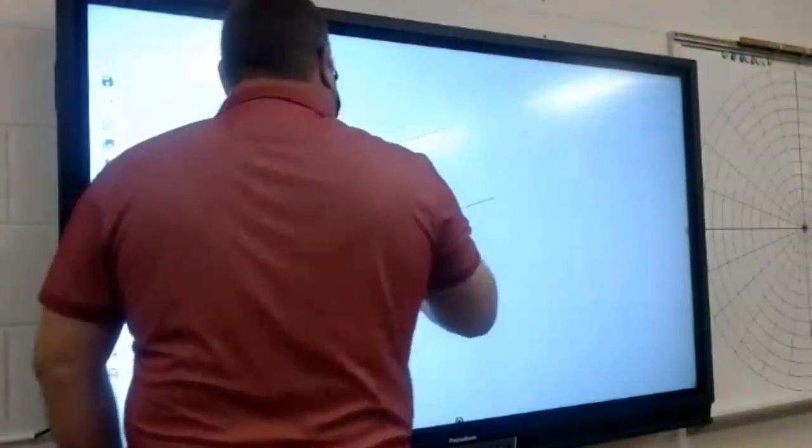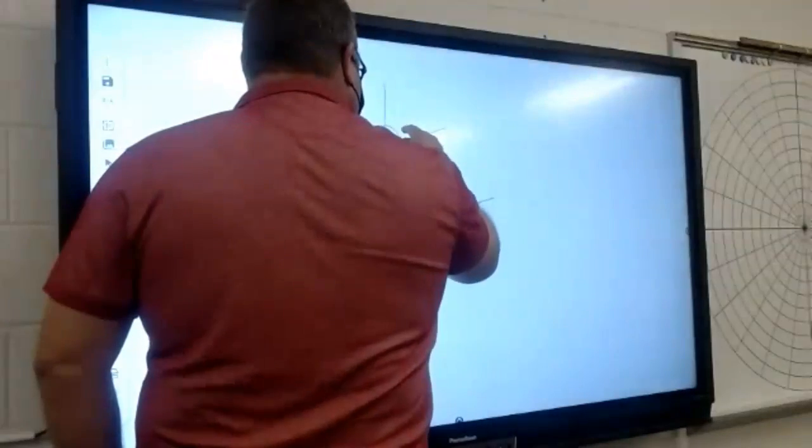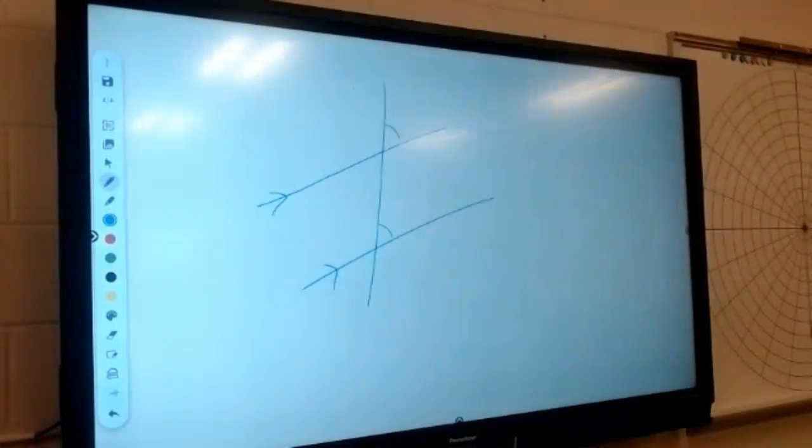All right, here we go. If these two lines are parallel, I need to know, what are those two angles right there? What do we call those?